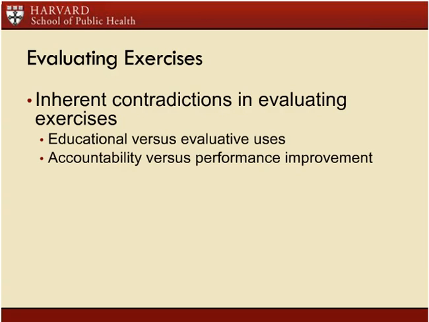But this is very much in contrast to performance improvement, where ideally you conduct exercises because you want to find problems. The more things that you can find that went wrong during an exercise, the better, because that way you can fix your plans and you can actually improve your system even more. So the tension between accountability, which makes you want to have a good score on your evaluation, and performance improvement, which in some sense wants you to have a bad score, or at least find lots of problems in your evaluation, that tension is real.